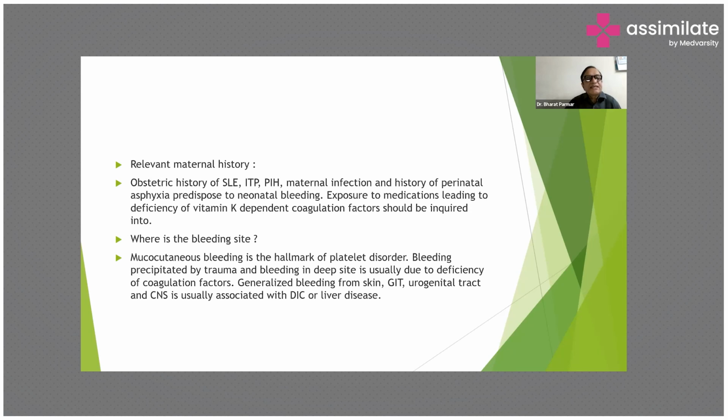Where is the bleeding site? Mucocutaneous bleeding is a hallmark of platelet disorders, while bleeding precipitated by trauma and bleeding in a deep site is usually due to deficiency of coagulation factors. Generalized bleeding from skin, gastrointestinal tract, urogenital tract, and central nervous system is usually associated with disseminated intravascular coagulation or liver disease.